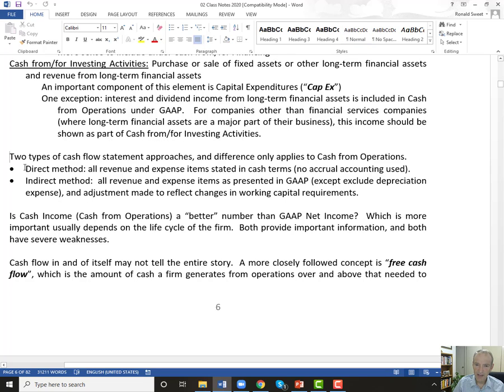There's two types of statements of cash flows. There's the direct method and the indirect method. I've almost always just seen the indirect method. The direct method, though, there are some benefits to that, and we'll talk a little bit about that. The indirect method is what you almost always see, and that's where they take net income and they add or subtract things back to get you the cash from operations.